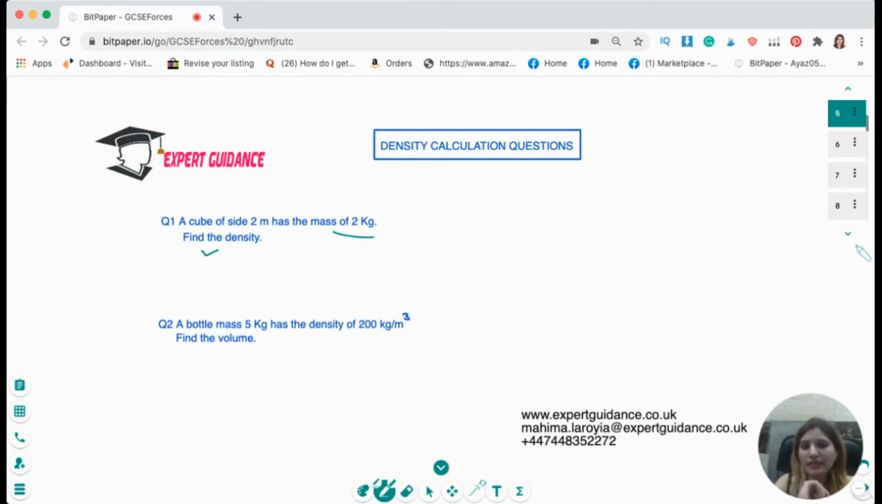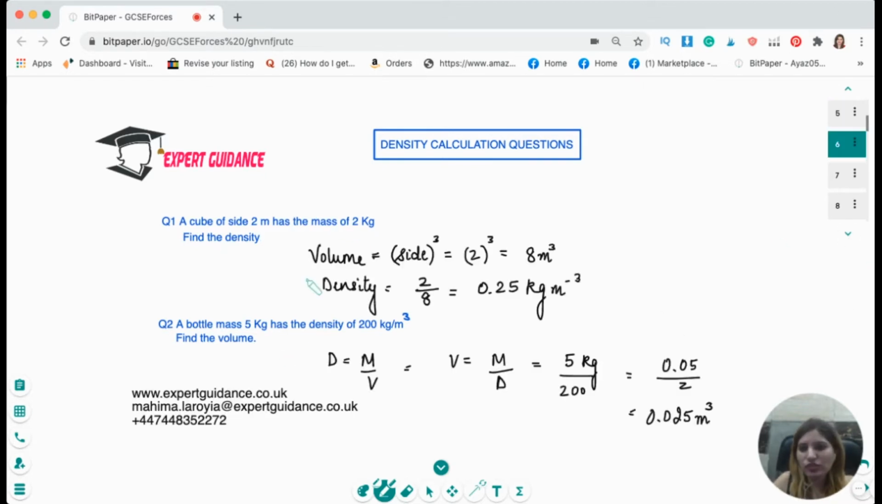Okay, all right, now let's see how we do these questions. In the first question, they have given you the side to be 2 meters. So I'll do side cubed to find the volume. The 2 cubed becomes 8 meters cubed, which is the volume. To work out the density, I have to do mass over the volume, which is 2 over 8. That gives me 0.25 kilograms per meter cubed as the density of the cube.